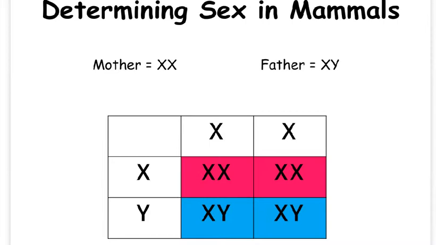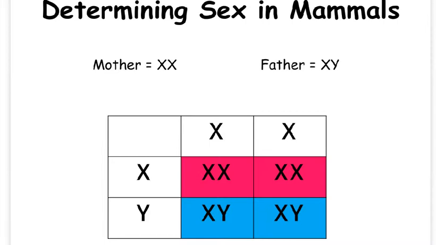And that 2 out of the 4 are XY, which is male, meaning that there is a 1 in 2 or 50% chance that the child will be male. This proves that there is in fact a 50-50 chance of a child being a boy or a girl and shows us why.